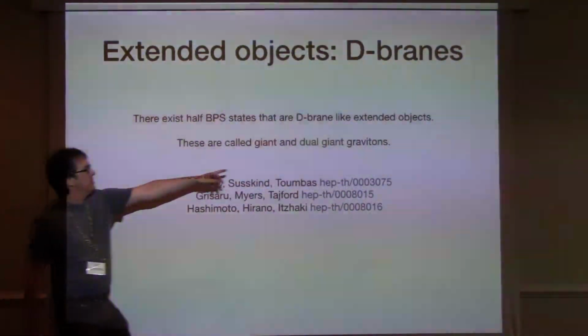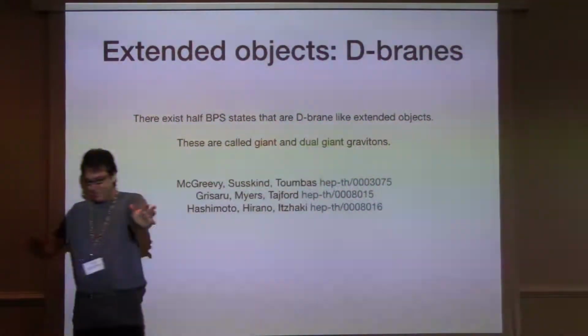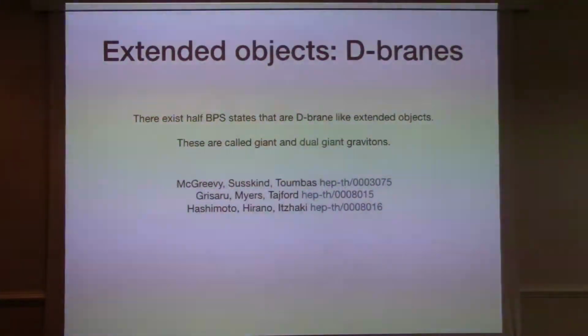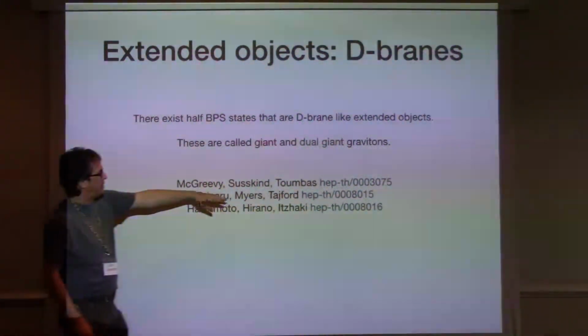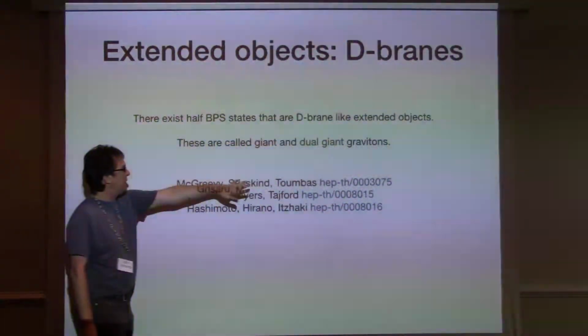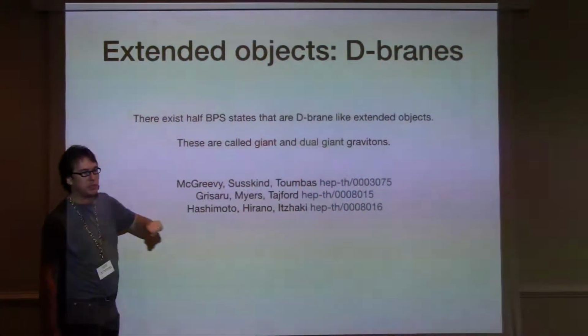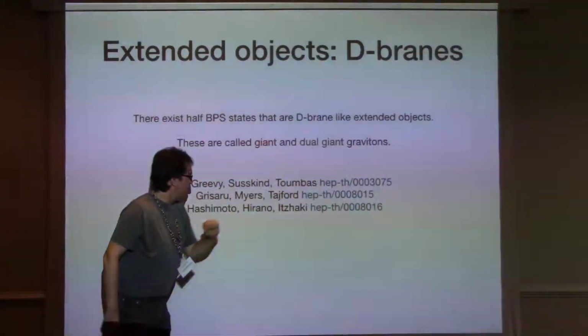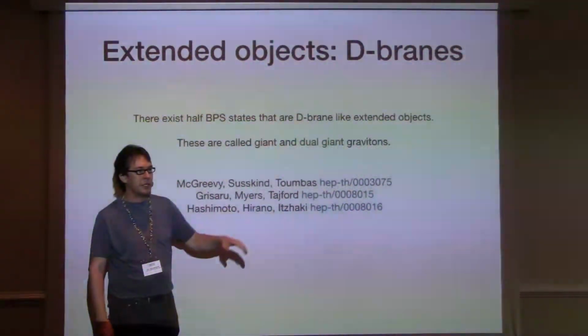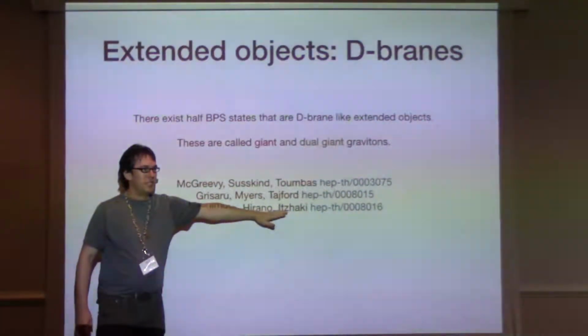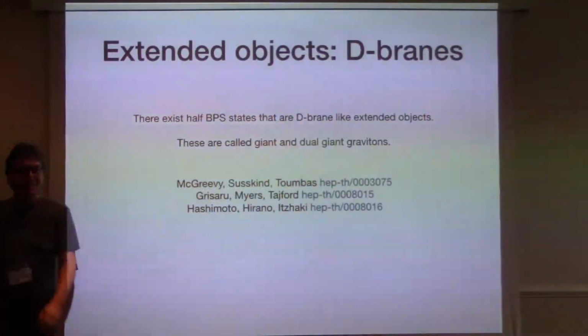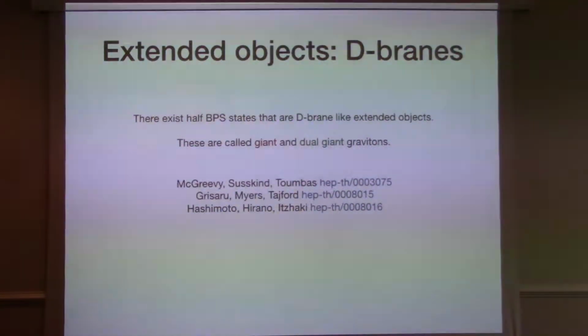I hate this dual name, but this is the way it's done. The original paper that found the giant gravitons was McGreevy, Susskind, and Toumbas. I'll give you a very simple description of these guys. And then the dual giants were discovered simultaneously by another paper, who tried to call them Goliath, and that didn't stick. Dual giants was what these guys called it, and that kind of stuck. I don't know, Goliath sounded a bit better. But it didn't stick. Okay, so giants and dual giants.